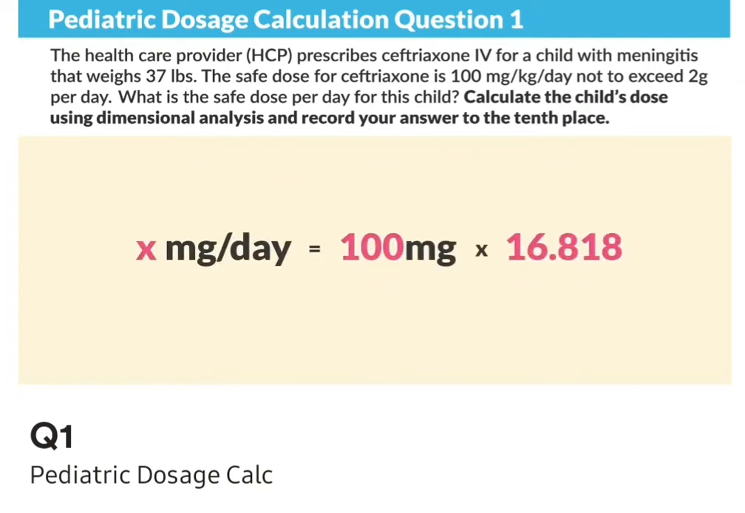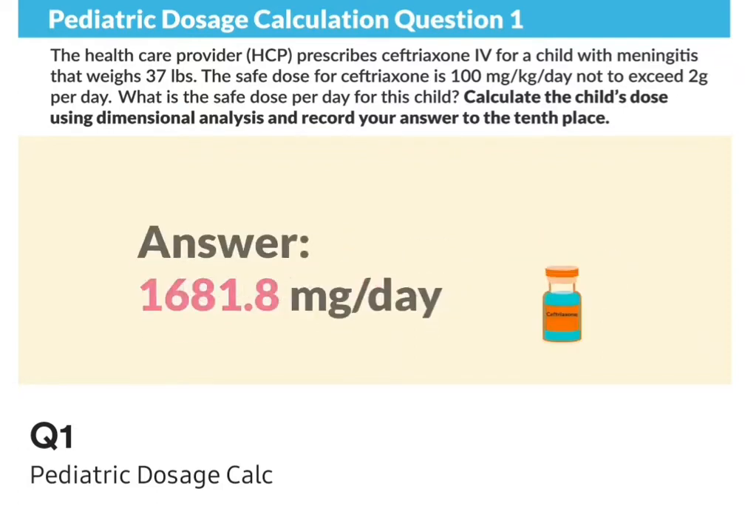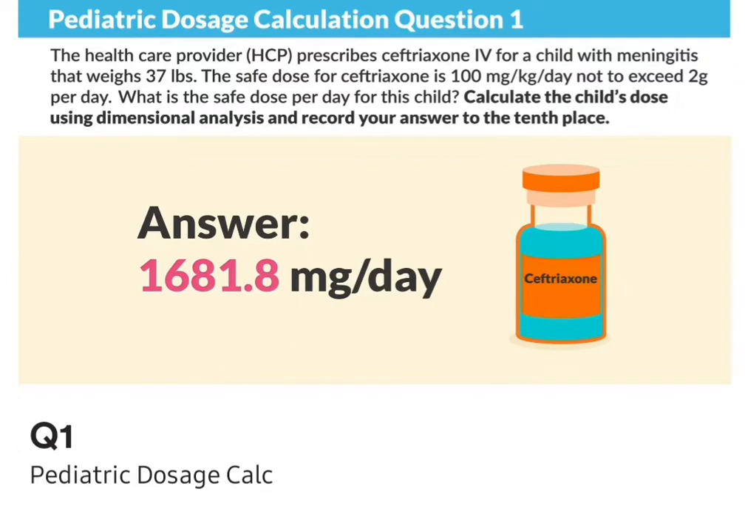Now, the question states 100 milligrams per kilogram per day. So we simply take 100 milligrams and multiply that by the child's kilograms, right? So 100 times 16.818 gives us a grand total of 1,681.8. A big side note here: this dose does not exceed the 2 grams per day. So the correct answer is 1,681.8 milligrams per day, which is a safe dose for this child.